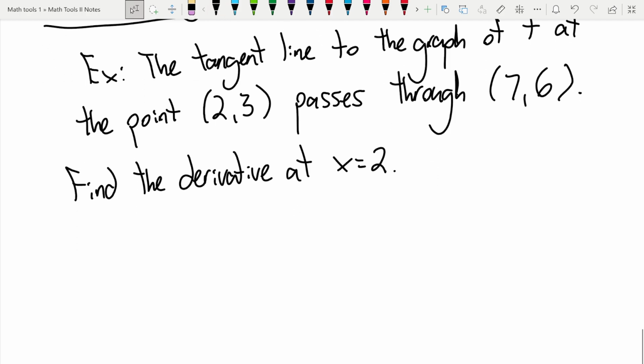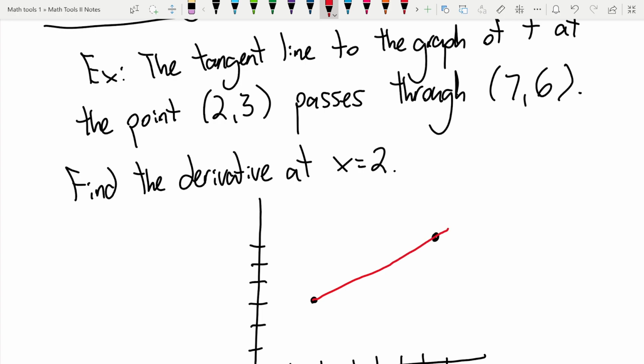So we're not told anything about the function here, right? We're just told that we have this point at 2, 3, and we have this other point at 7, 6, and that the tangent line of the function passes through these points.